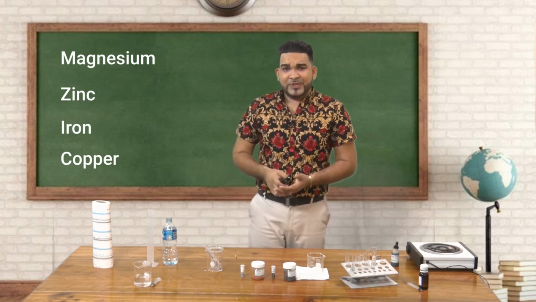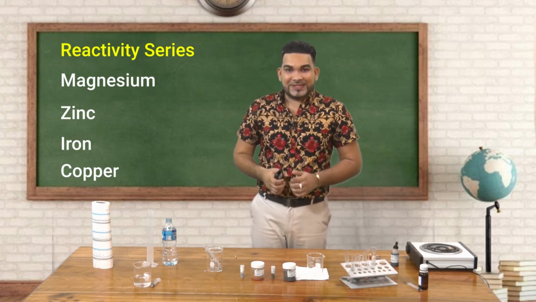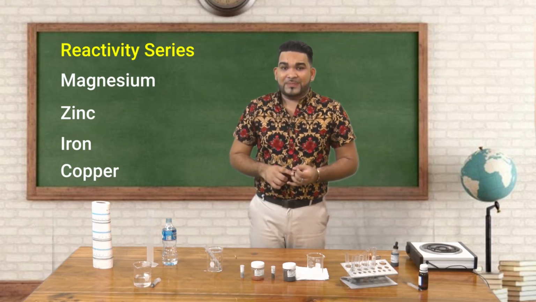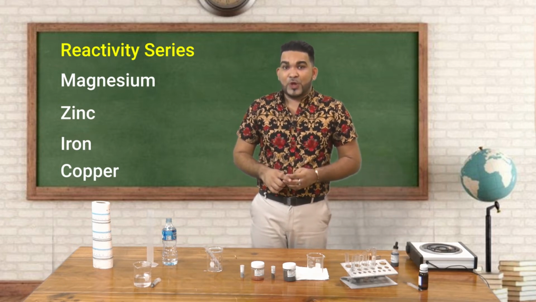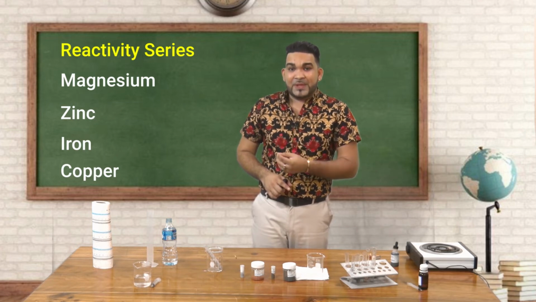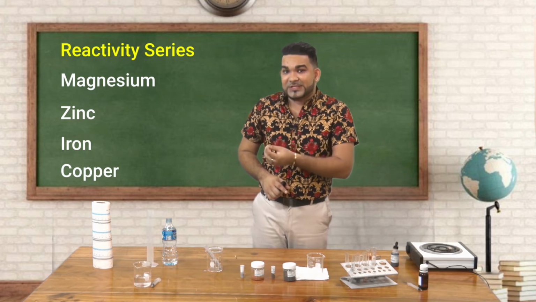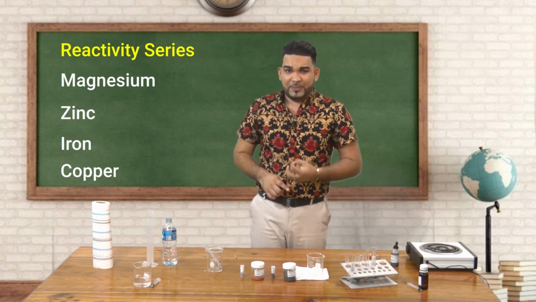And after zinc, we would go to iron and then copper, which we saw had little to no reaction at all. So my fun and exciting scientists, to conclude this activity, we would have had magnesium first, followed by zinc, then iron, and lastly copper. What we have formed here is what we call a reactivity series, placing the most reactive metal at the top, being magnesium, and the least reactive metal at the bottom, being copper.